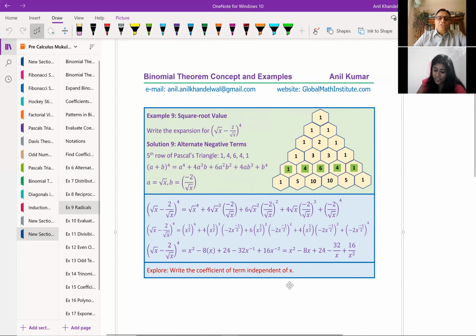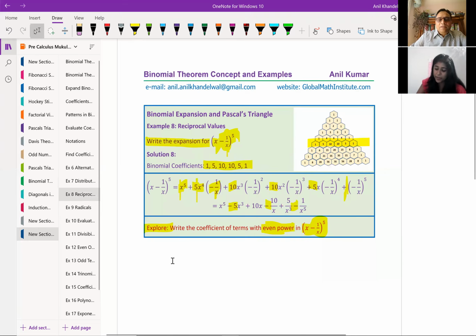I'm just trying to write it out in a way that I can understand it. So in reciprocal values, the even powers cancel out when we have an odd exponent. Okay, even powers cancel out when we have odd exponents. Got it, thank you.